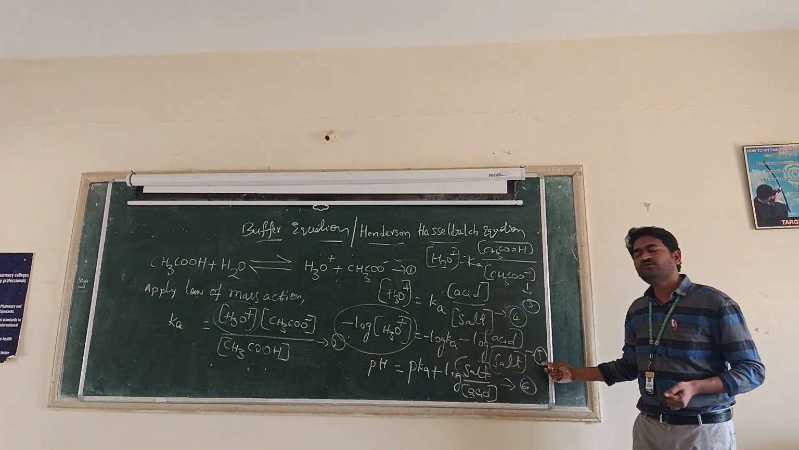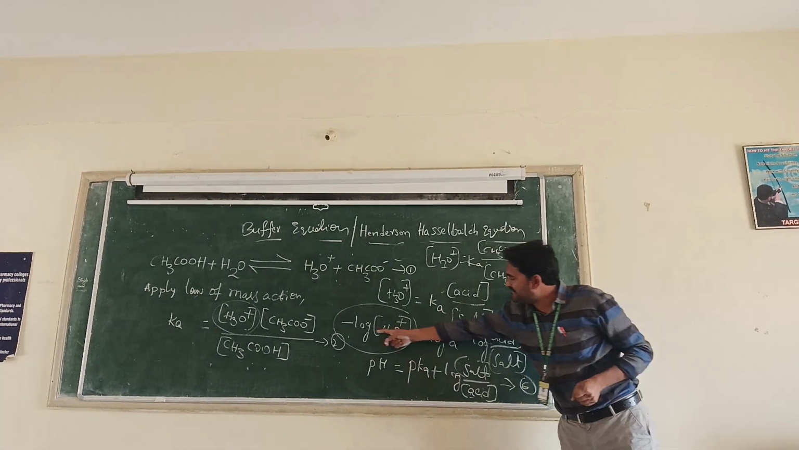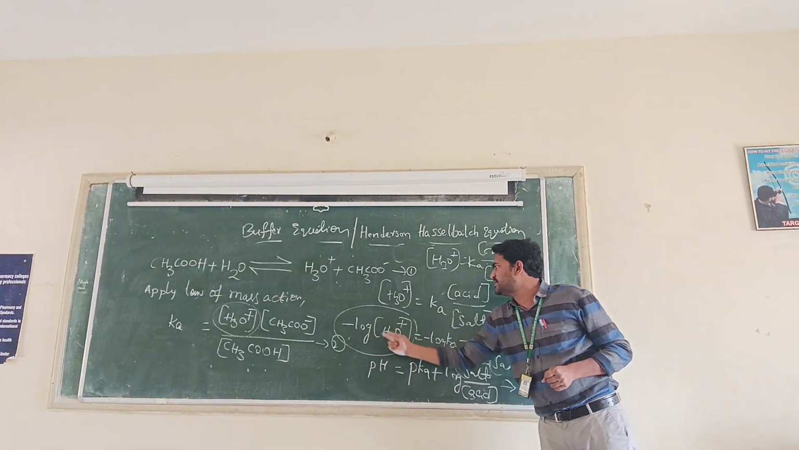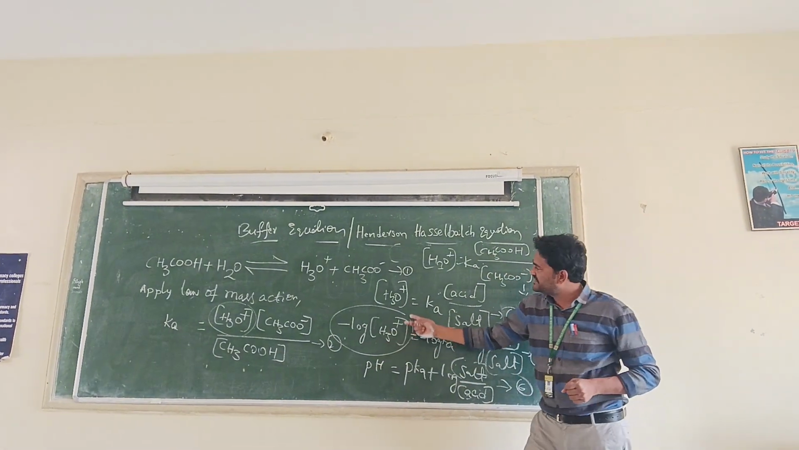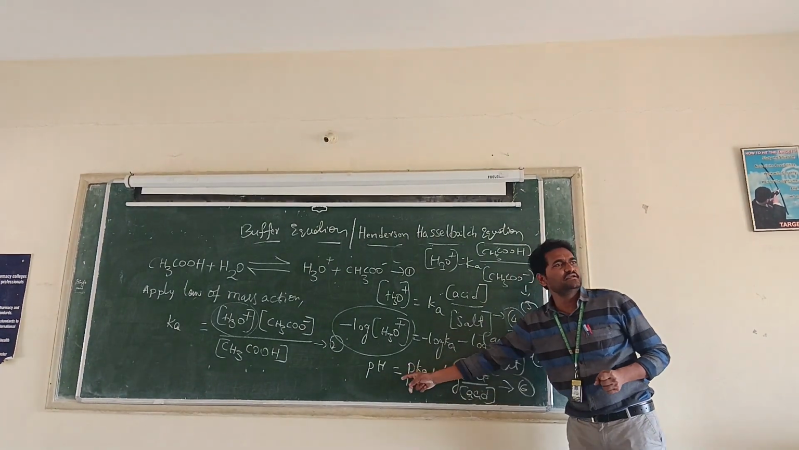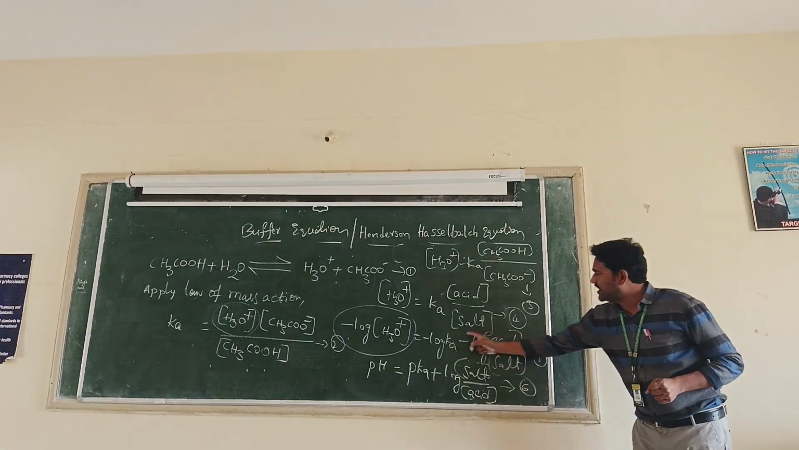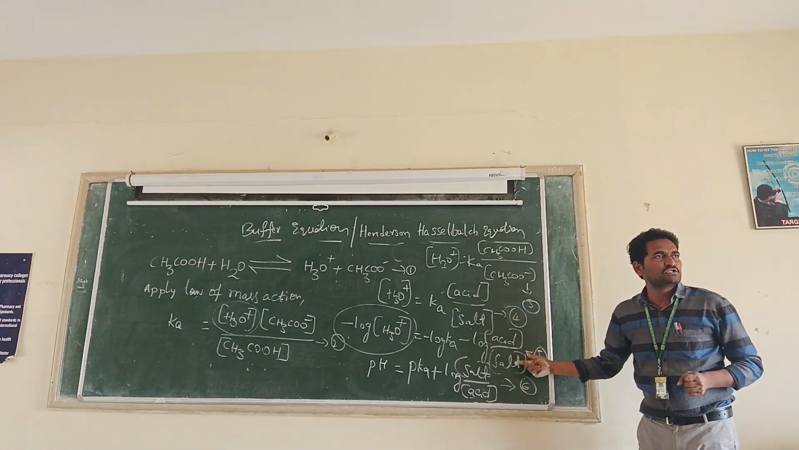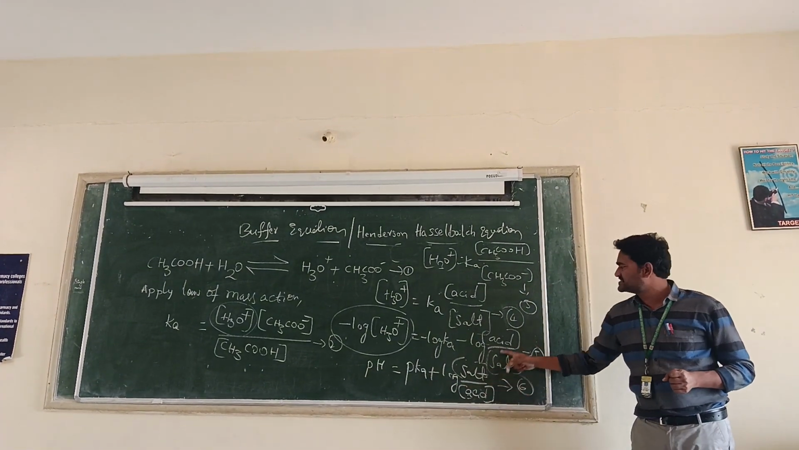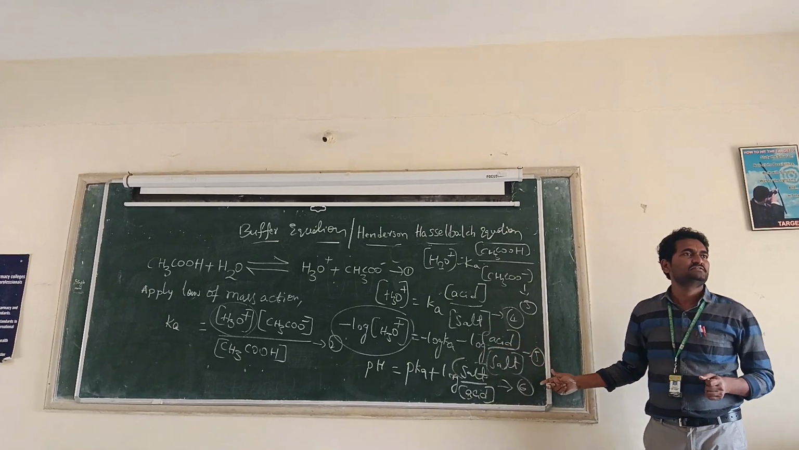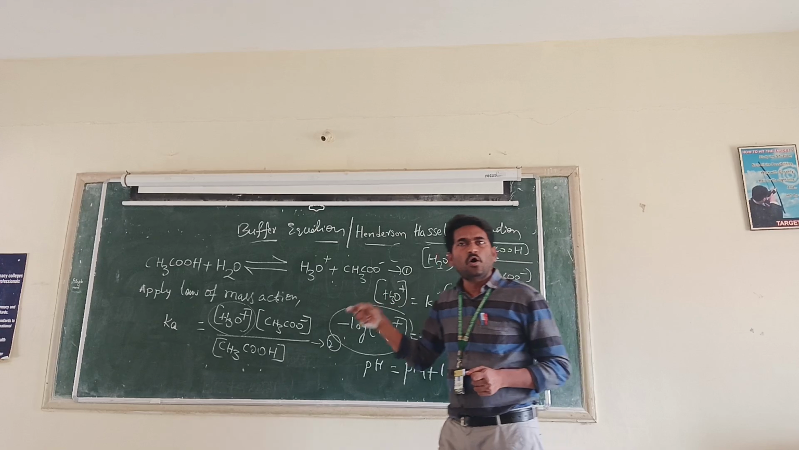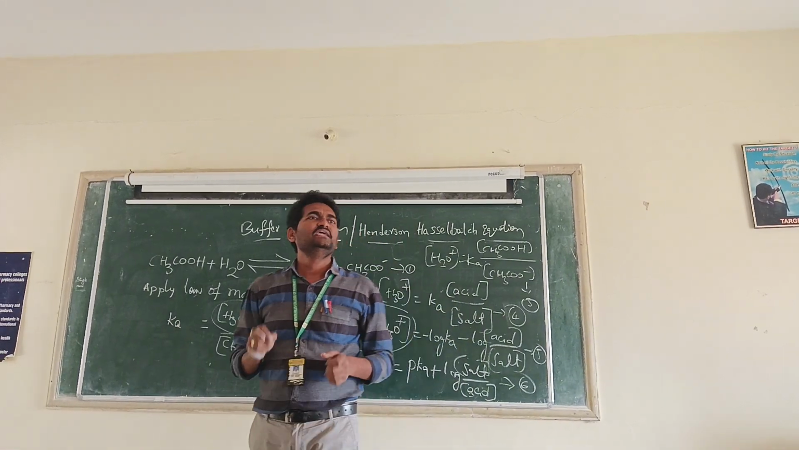Then we get equation number 5. In equation number 5 we have minus log H3O plus, which equals pH, because pH is the negative logarithm of hydrogen ion concentration. So we replace this with pH, and minus log Ka is nothing but pKa. We write that, and according to minus log A by B equals log B by A, we make it plus log salt by acid instead of minus log acid by salt. So equation number 6 is considered the buffer equation or Henderson Hasselbalch equation.